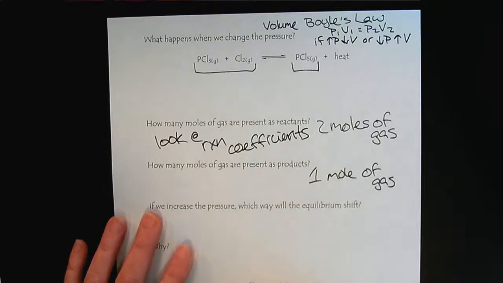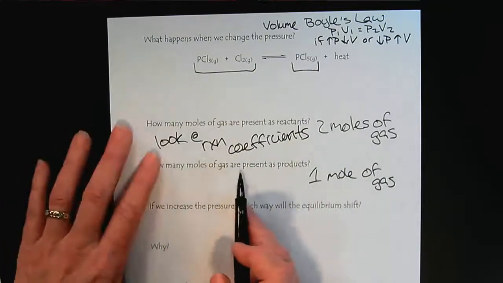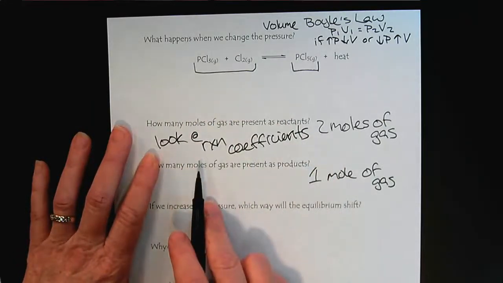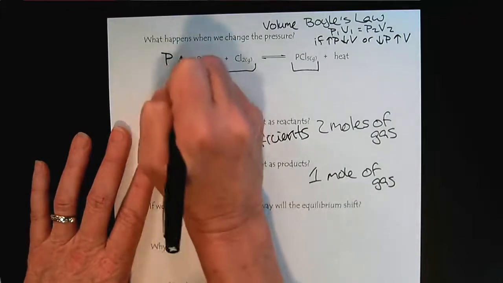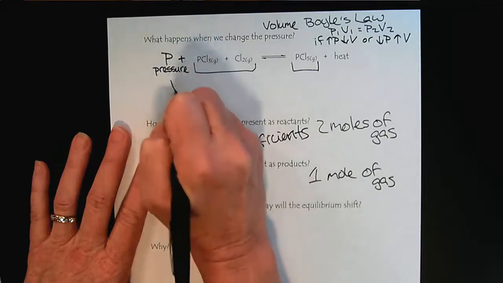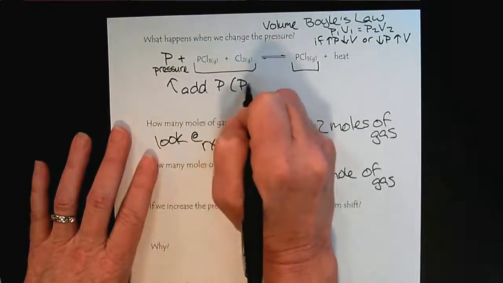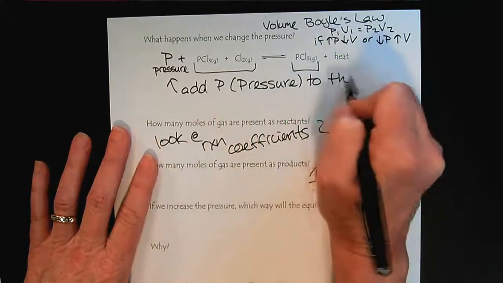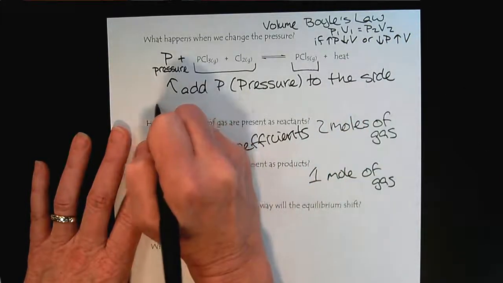Okay, so what I figured out was that whichever side of the reaction has more moles of gas, put a P there for pressure. So add P for pressure to the side of the reaction that has more moles of gas.